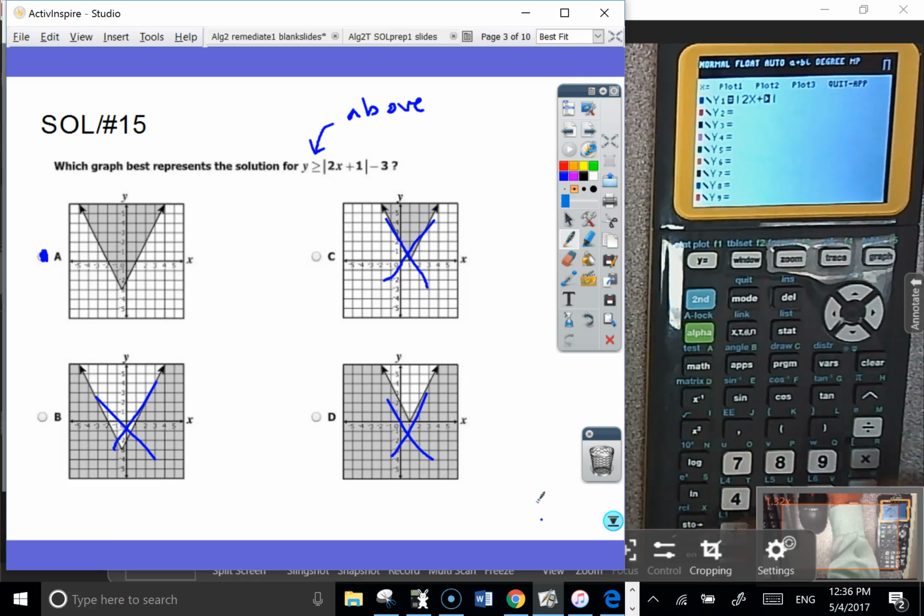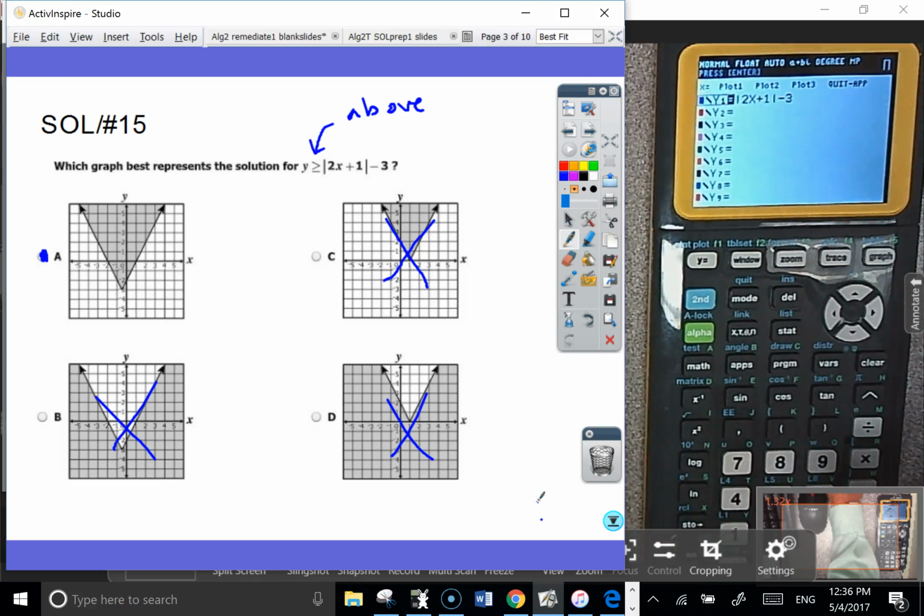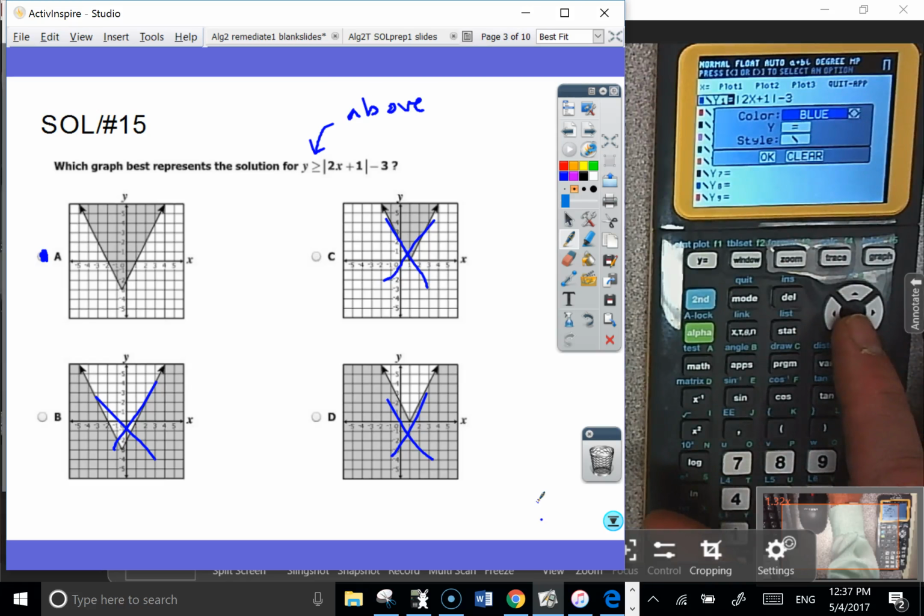2x plus 1 minus 3. Okay. Now when you scroll to the left, eventually it's going to have that blinking rectangle on the whole left-hand side. And when I hit enter, it pulls up a little menu. So it's going to give you a blue shading and everything. The line and the shading will be blue.